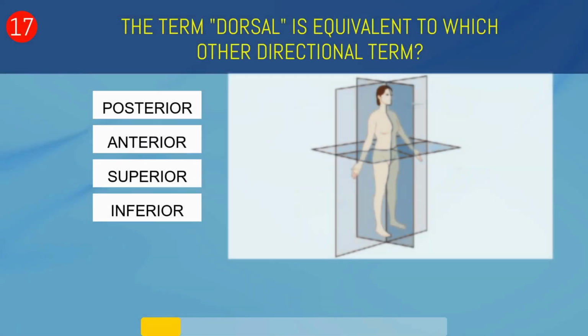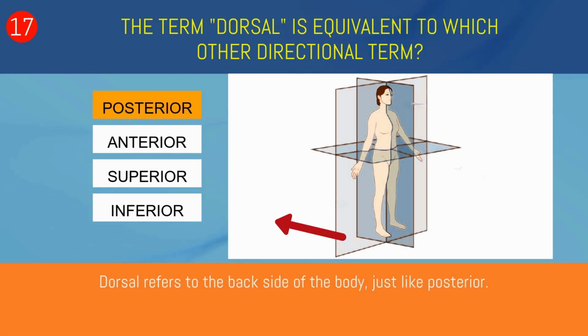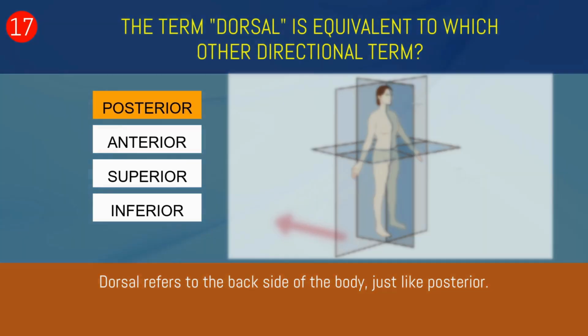The term dorsal is equivalent to which other directional term? Posterior, anterior, superior, or inferior? Posterior. Dorsal refers to the back side of the body, just like posterior.